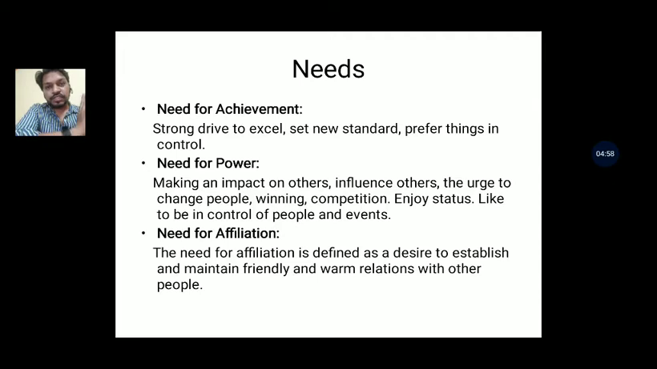They are not chasing money, they are not chasing power, they are not chasing achievement. They are happy in small families. They are happy when they reach home and can interact with their family and be non-competitive in nature. So these are the various needs which McClelland described.